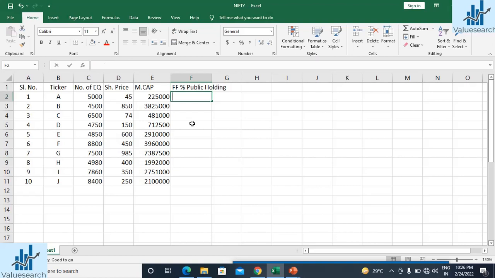So let's say for this company, the free float public shareholding was 49%. Let's say 40%. Let's say 25%. Let's say 52%. Let's say 60%. Let's say 35%. Let's say 32%.